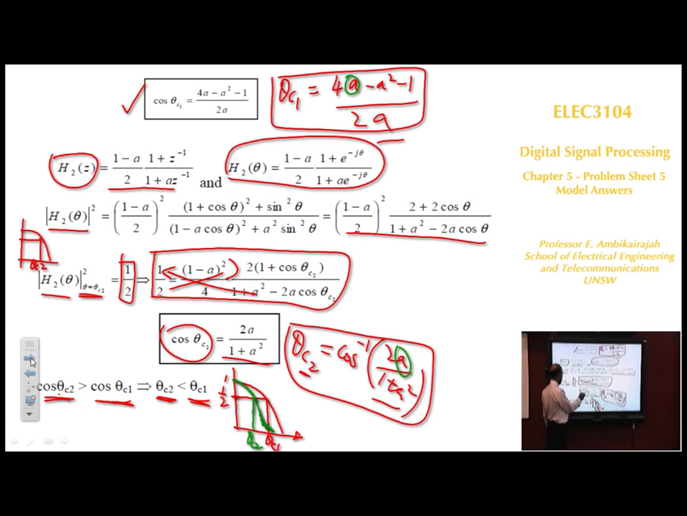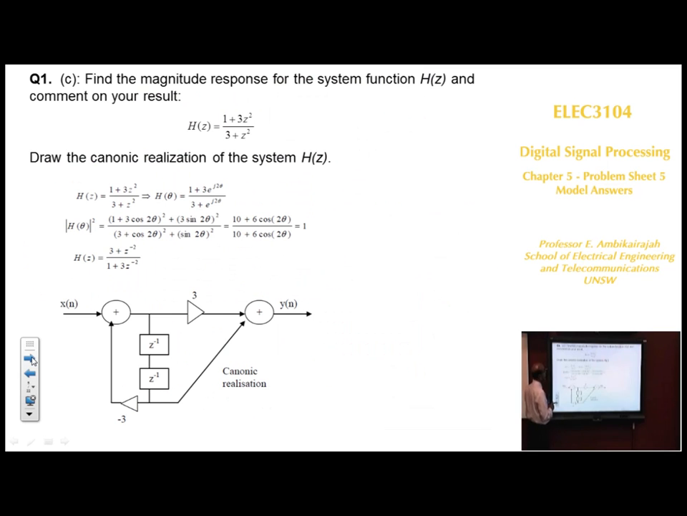If you are unable to work it out, you just put a equal to half and use your calculator to figure it out. That's the easy way of doing it, if you can't figure it out from this fraction. All right, then move on to the next question.